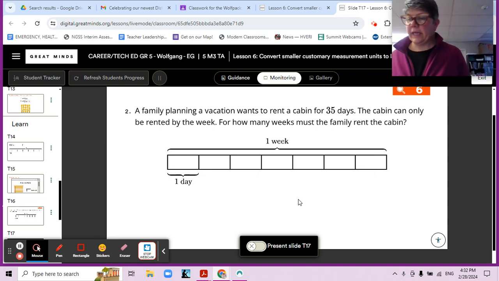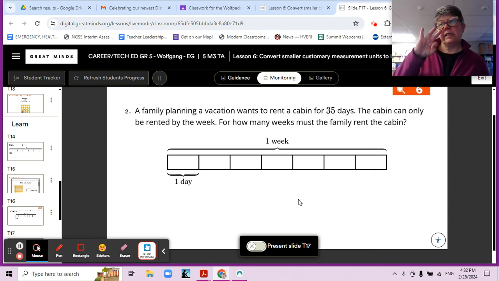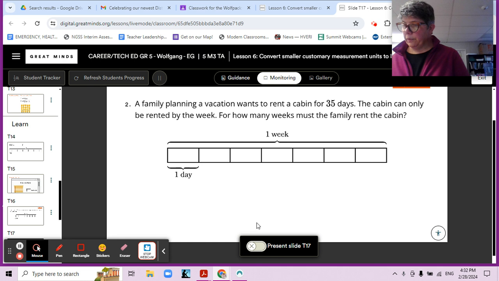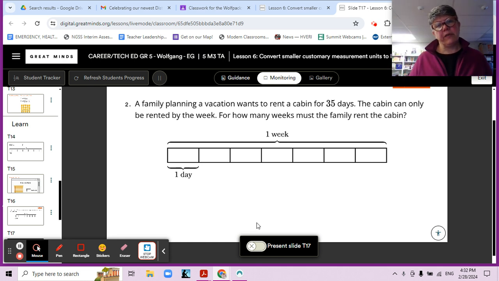Hey guys, here we are in video 3 of lesson 6, module 3, and we're working in your book. As you can see on the screen, we have problem number 2. Problem number 2 says a family is planning a vacation and they want to rent a cabin for 35 days. Ooh, that sounds like a good vacation. The cabin can only be rented by the week. For how many weeks must the family rent the cabin?